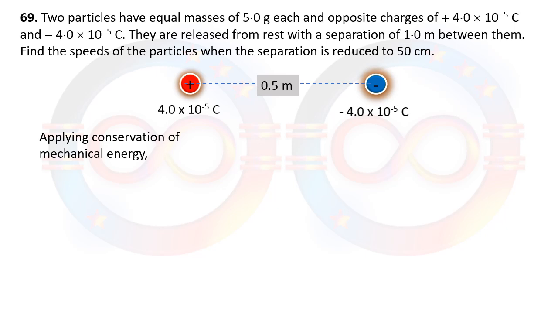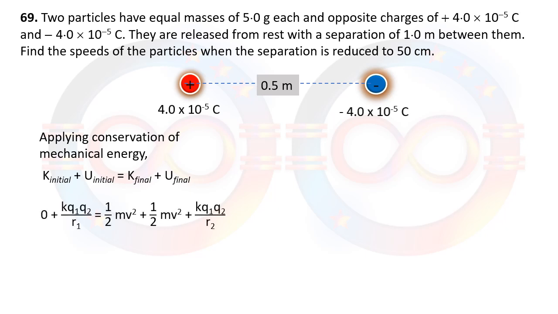What is conservation of mechanical energy? The total energy, meaning kinetic energy plus potential energy of a system, remains unchanged, remains constant, in an isolated system, because external force is not being applied on both of the charges over here. So K initial plus U initial, that is kinetic energy plus potential energy initially, is equal to kinetic energy plus potential energy finally. Initially there was no speed when they were kept at a distance of 1 meter, so K initial will be 0, but potential energy obviously will be there, K Q1 Q2 upon R1, that is 1 meter.